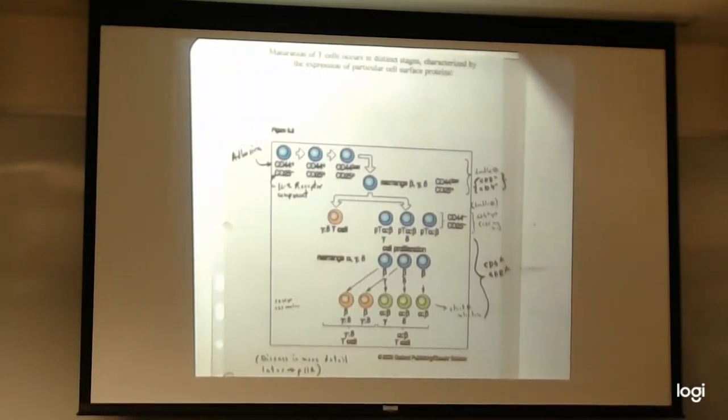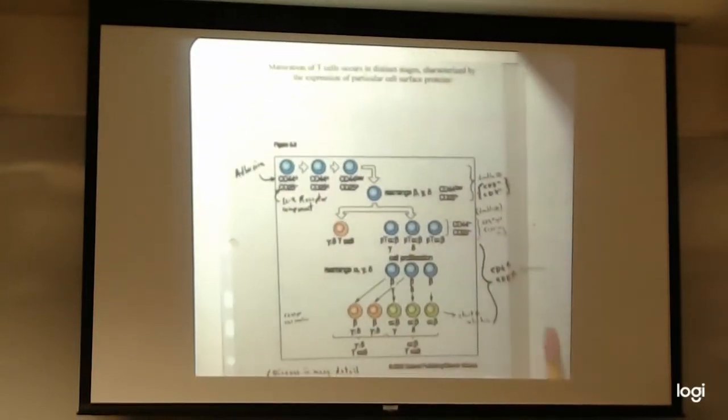And in the thymus, you're doing the rearrangements to make gamma delta chains, as well as at the same time you're doing the rearrangements to make alpha beta chains. We'll discuss this in more detail a little later.